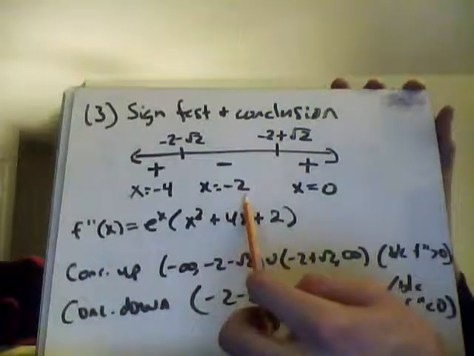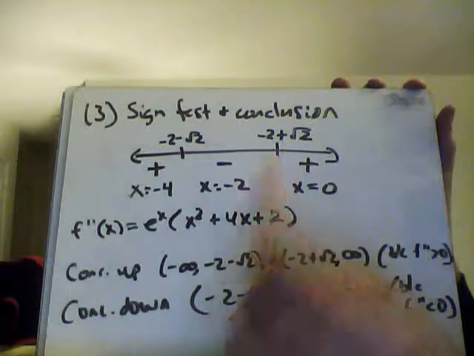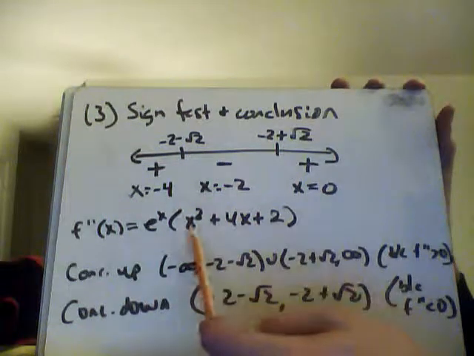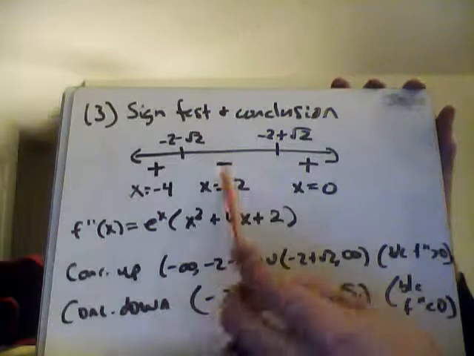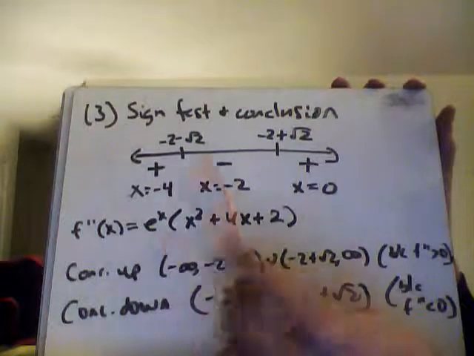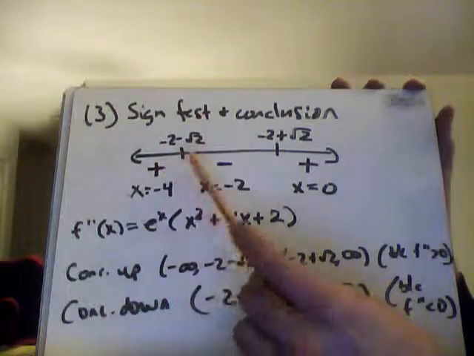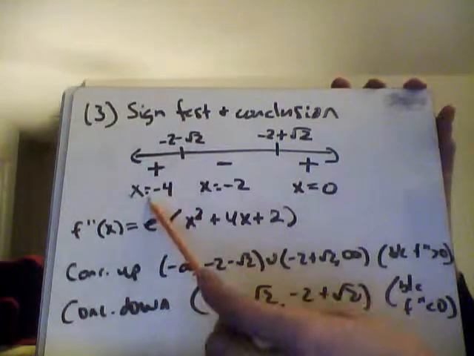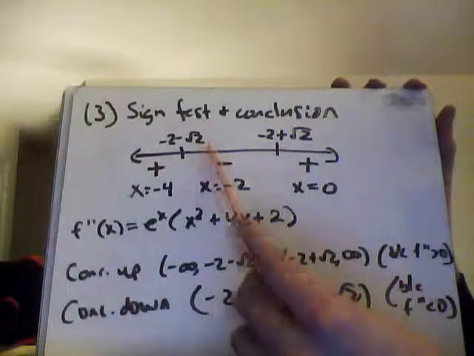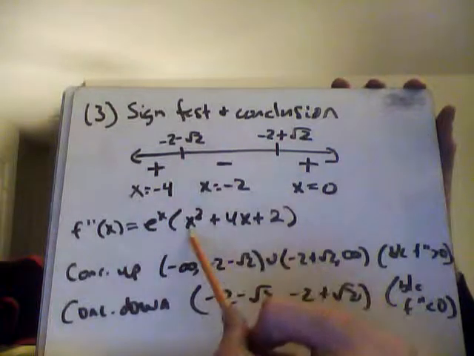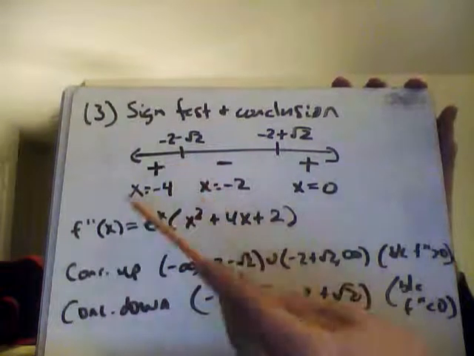Obviously negative 2 is in between the two of them, because here we subtract a positive number, here we add a positive number. When we test negative 2, we're going to get 4 minus 8 plus 2, which is a negative number. E to the x, of course, is always positive. So we get a negative right here. Negative 2 minus root 2, a number less than that might be x is equal to negative 4, because root 2 is less than 2. When we try negative 4, we're going to get 16 minus 16 plus 2, which is a positive number.